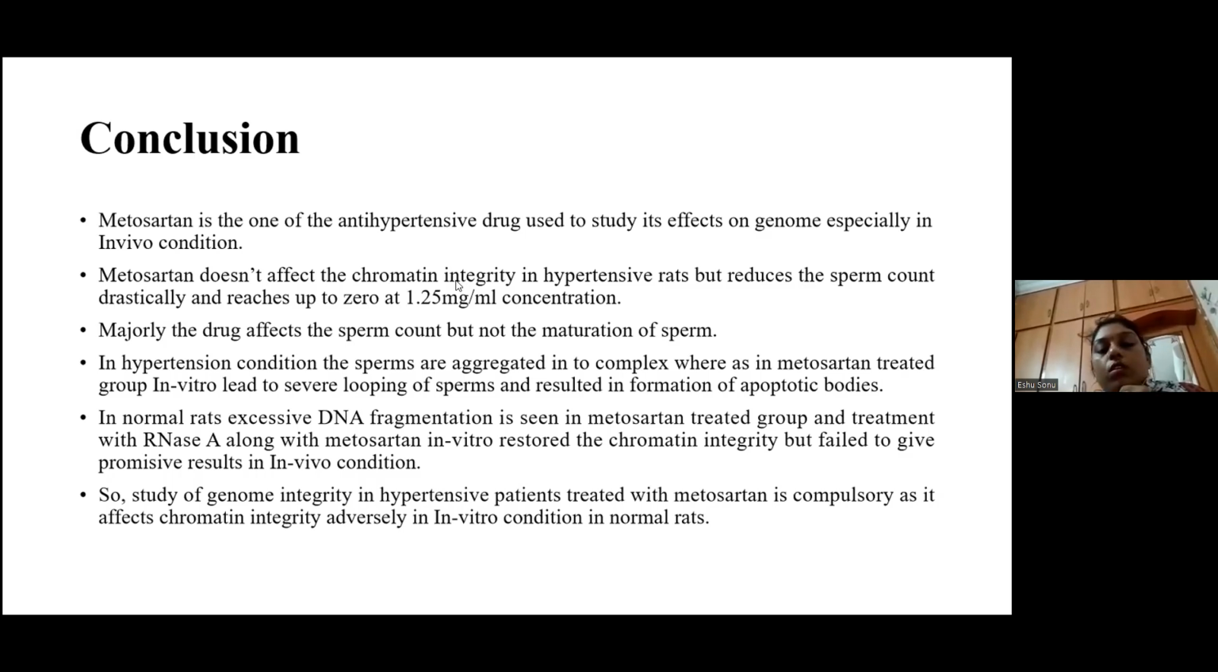So this is the study we carried out in our lab. Metosartan can be used for treatment of hypertension, but at 1 mg per 1 ml dosage, not less than 1 mg or greater than 1 mg.